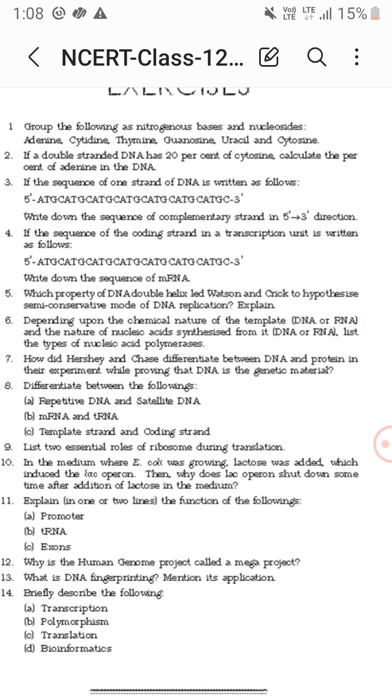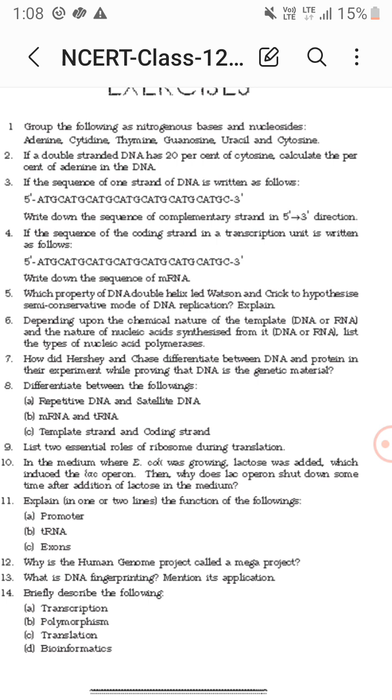Depending upon the chemical nature of the template, DNA or RNA, and the nature of the nucleic acids synthesized from it, DNA or RNA, write the types of nucleic acid polymerases: DNA dependent DNA polymerase, RNA polymerase.